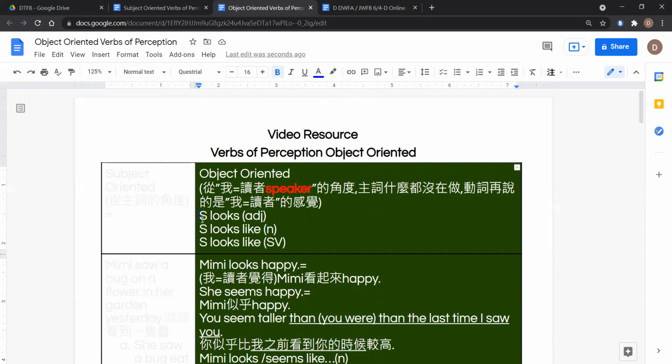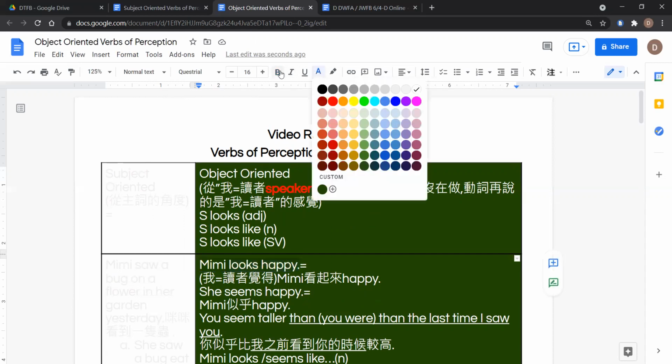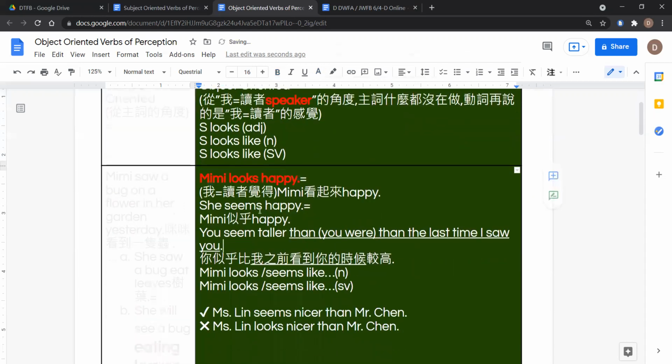So when you say something like, let's jump ahead a little bit, when you say something like Mimi looks happy, Mimi isn't doing anything. You, the speaker, okay, is saying how you think she looks to you, the speaker, right? So today we're going to focus on sentences where you, the speaker, are saying your opinion, okay? And that is the point.